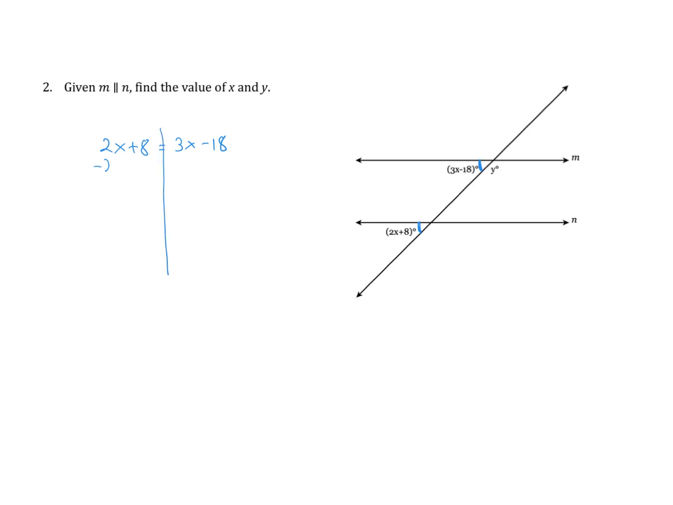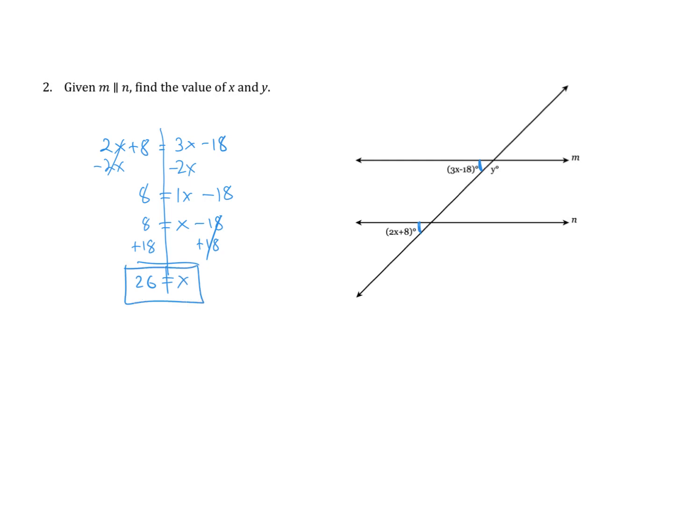So I will subtract 2x from both sides, and we get 8 is equal to 3x minus 2x is 1x minus 18. And 1x is just x, so I might rewrite that as just 8 equals x minus 18. And then I add 18 to both sides, and we get x is equal to 26.